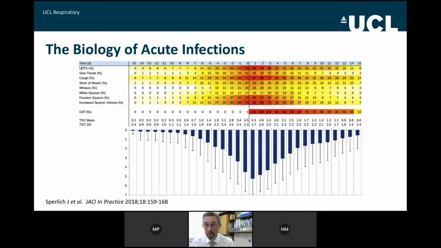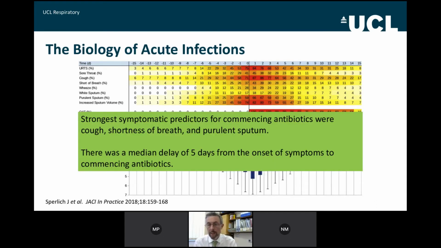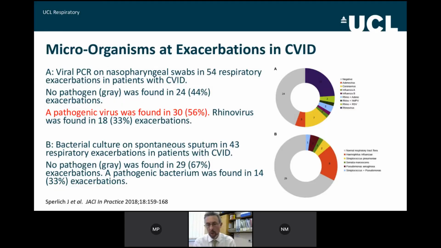And you can see that for a good 5, 6, maybe 7 days before patients started treatment, those symptoms were beginning to change. So supporting people to better identify and manage their exacerbations when they occur, really important going forward. And we need much more research in this area. Median delay of 5 days before the onset of symptoms to commencing antibiotics. And that's 5 days of unnecessary damage going on within the lung.